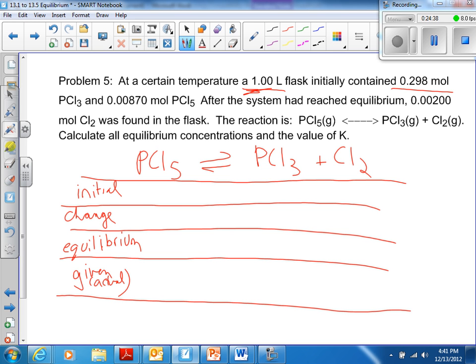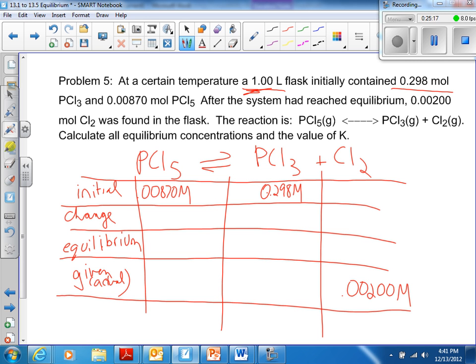What do they tell us? Initially, the PCl3 is given right here. So we know this is 0.298 molar because it was 1 liter. What else do we know? PCl5, we know our initial PCl5, 0.00870 molar. After the system reaches equilibrium, we've got Cl2 at equilibrium, the given or actual concentration, 0.00200 molar. Okay, I have enough information to solve this. So this Cl2 initially is 0.